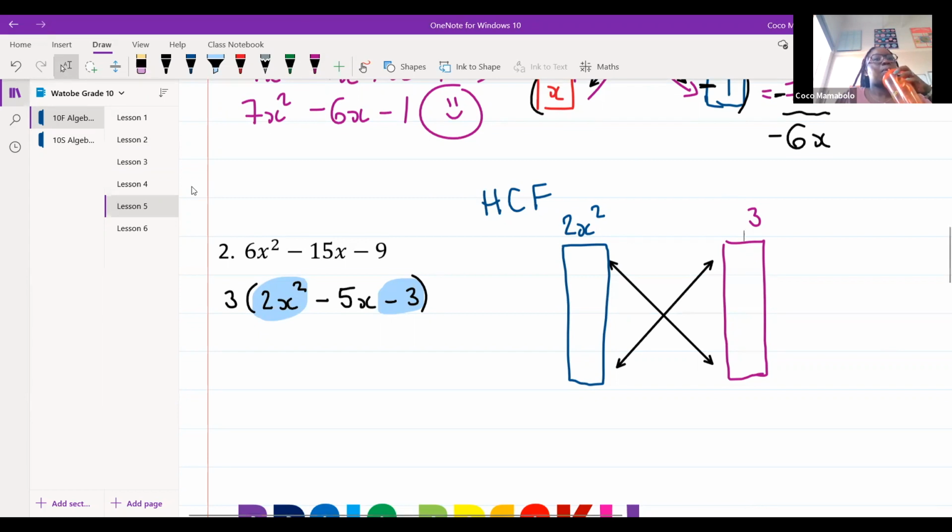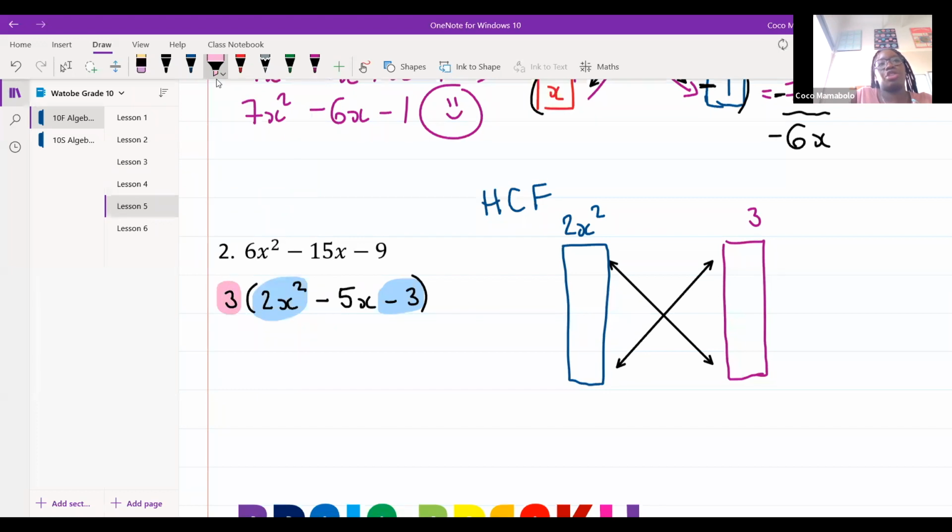Ma'am, can you hear me? Mm-hmm. I just wanted to ask if you can please remind me where you got the 2x squared from. Okay, so we took out 3. If we look at 6x squared and 15x and 9, which is the highest common factor that I can take out of all 3 numbers? It can't be 15. It needs to be a number that can divide into 6 and into 15 and into 9. Which number is that? A common number, and that number is 3. That's why we took the 3 out.